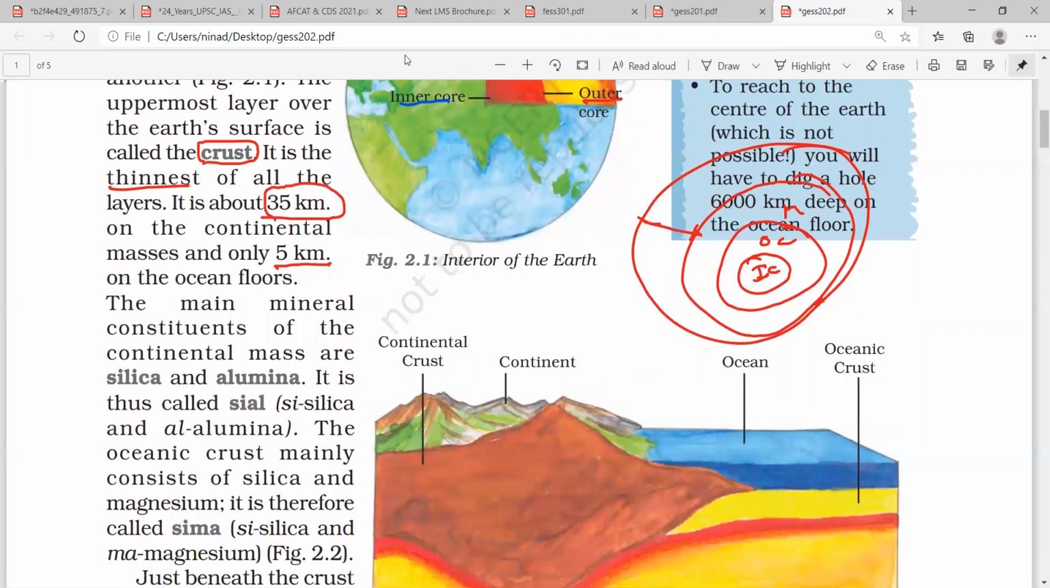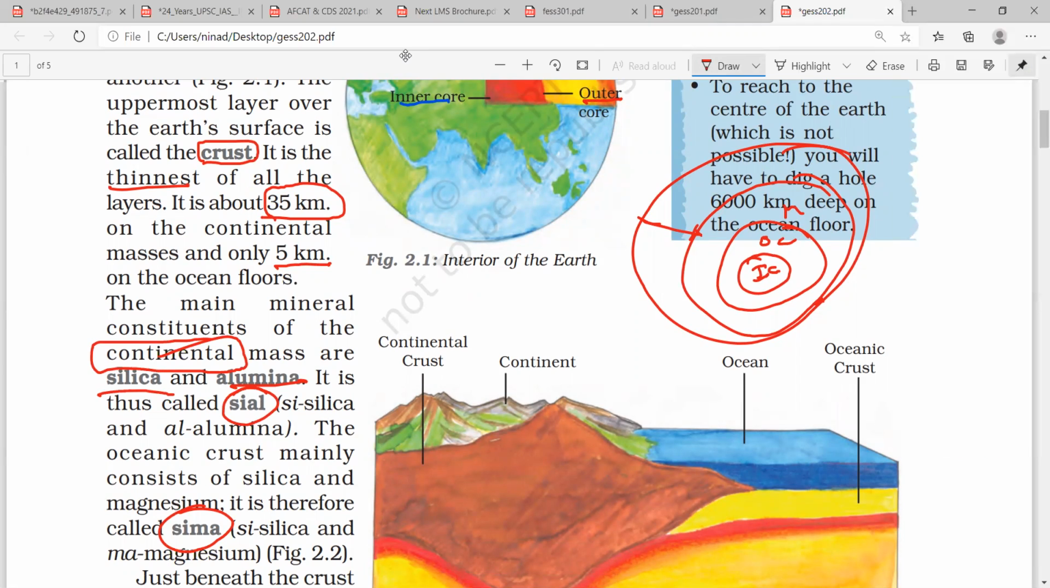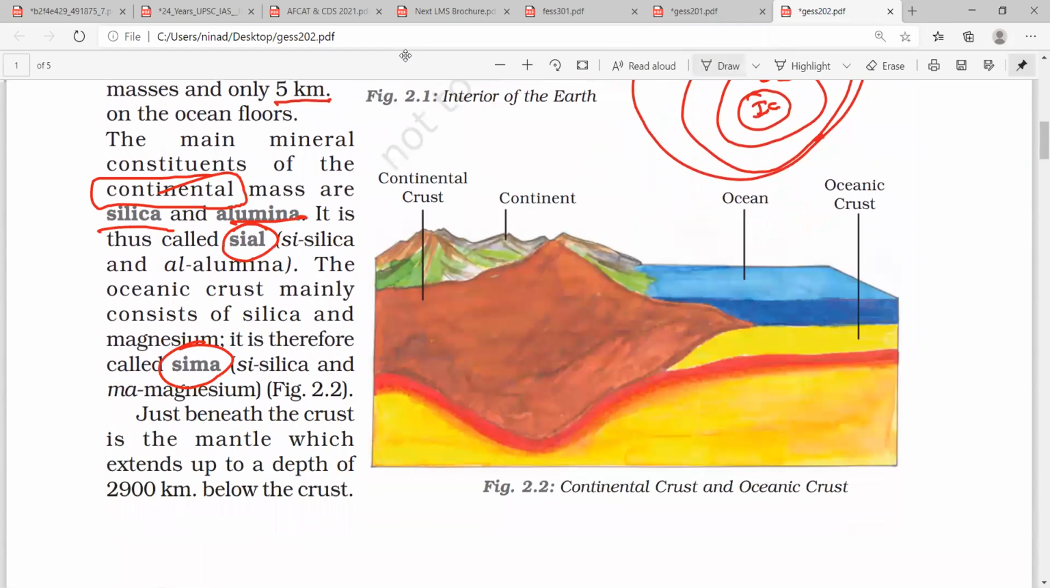And the crust is made up of either Sial or Sima. Sial means silicon and aluminium. This is the composition of the continent. Sial, silicon and aluminium. And draw this structure also. Please copy it on this image.